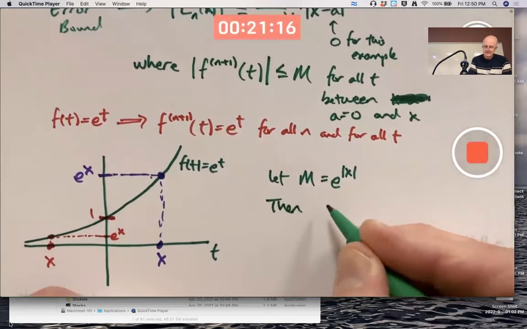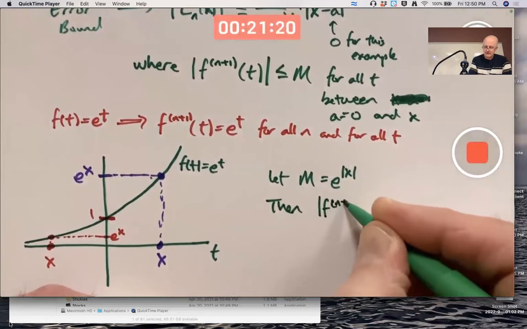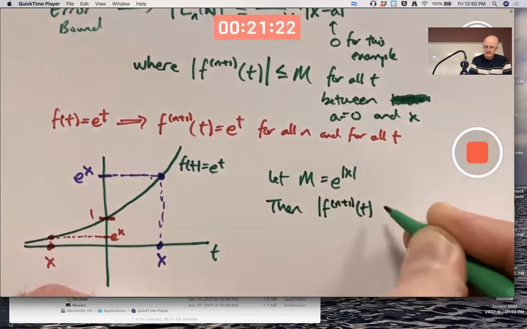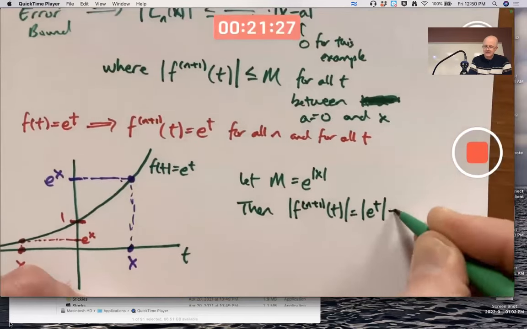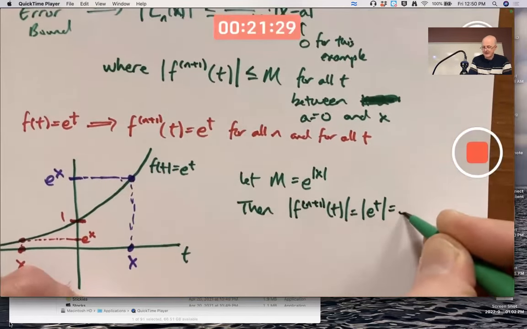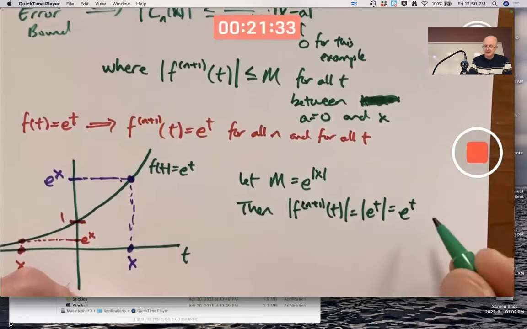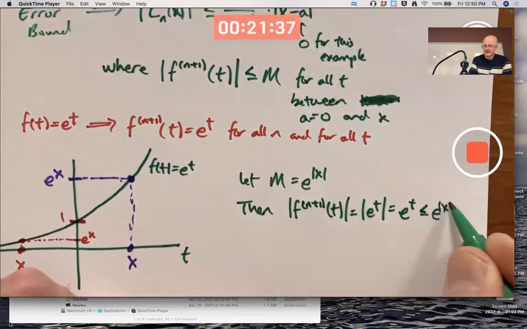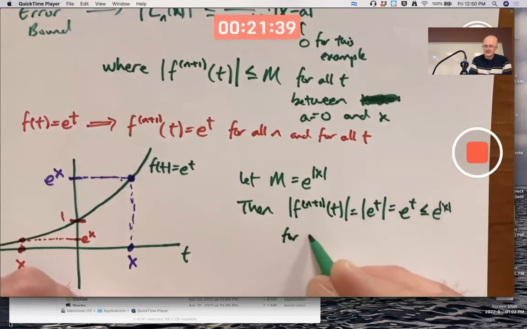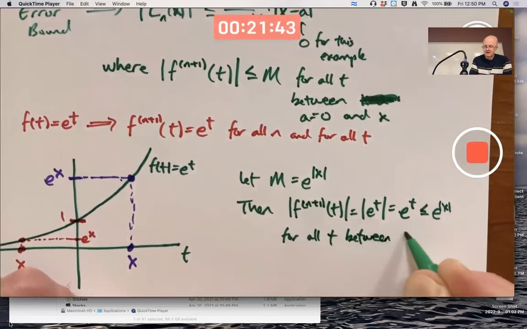Then this n plus first derivative, which is e to the t, which, by the way, I can get rid of the absolute value signs with because e to the t is always positive, is less than or equal to e to the absolute value of x, for all t between 0 and x.